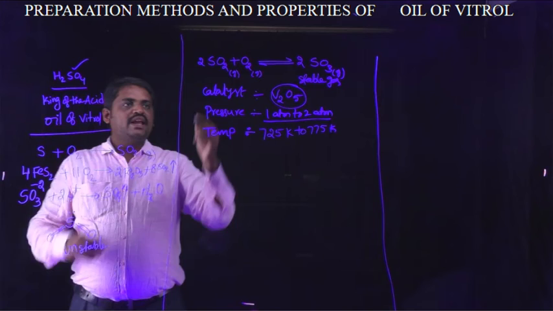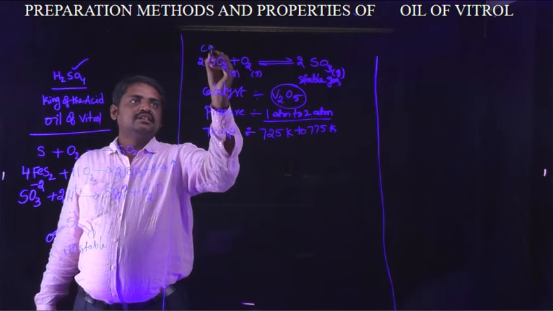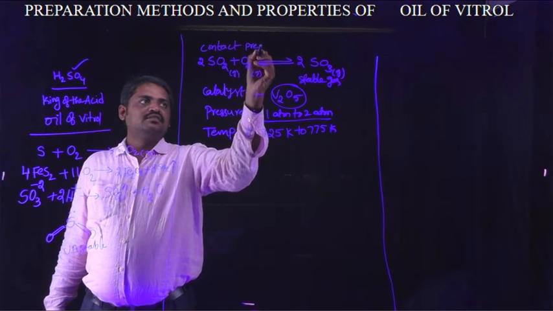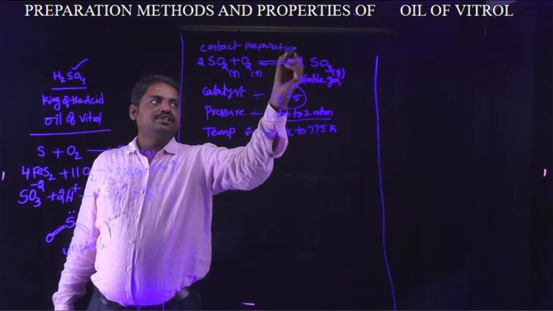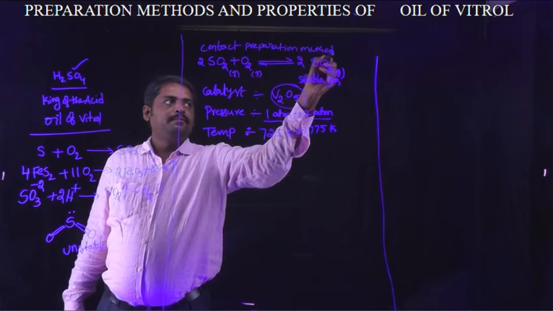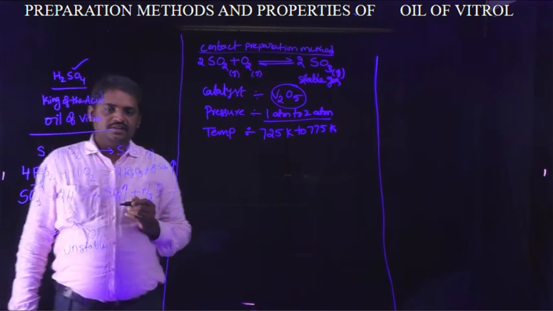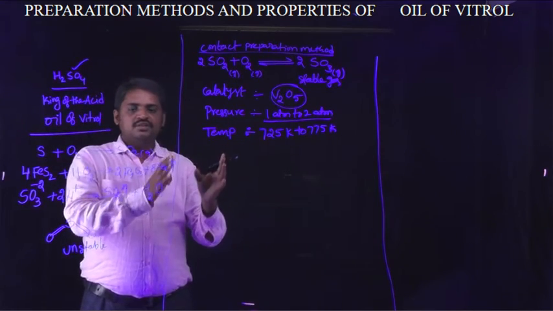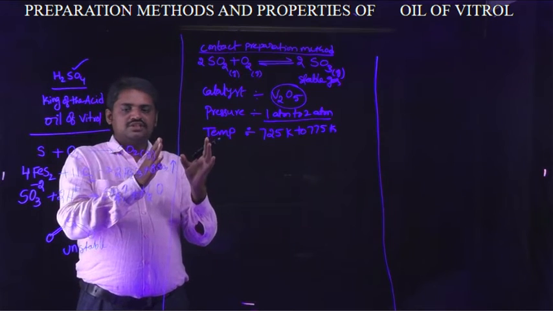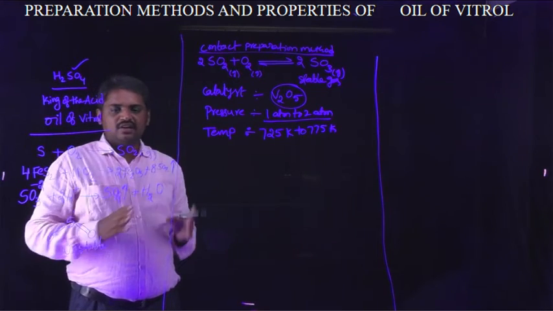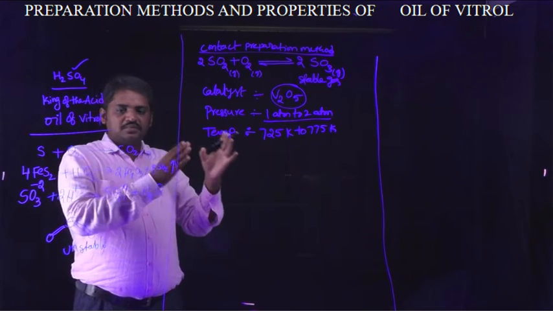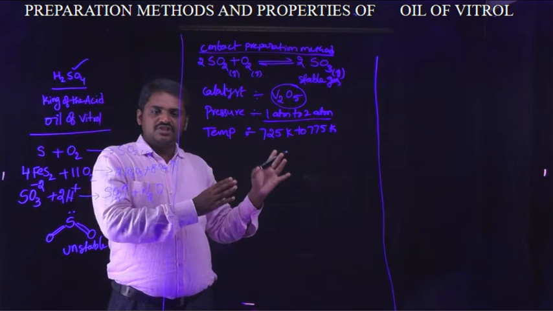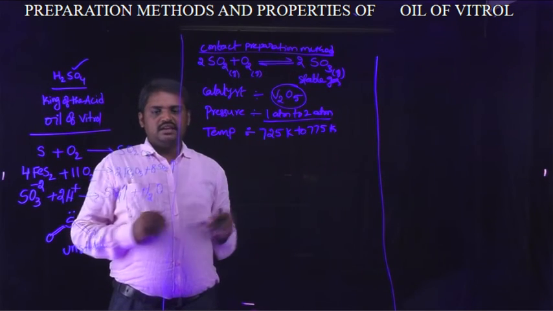So this method is known as the contact method. This preparation method is the contact preparation method. So these are the optimum conditions in this reaction. The suitable catalyst in this reaction is vanadium pentoxide, the optimum pressure is 1 atmosphere to 2 atmosphere, and the optimum temperature is 725 Kelvin to 775 Kelvin.